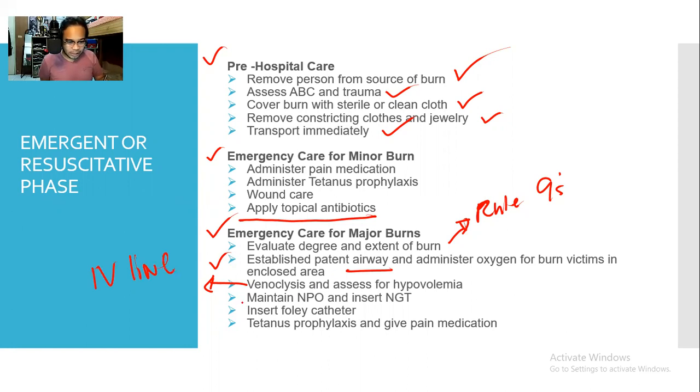Maintain NPO and insert NGT, if needed naman. Kasi major burn ito eh. Needed talaga yan, class. Insert NGT. I'm sorry, I thought this was a general care. So insert NGT, insert Foley catheter as well para ma-monitor talaga natin accurately yung ating urine output.